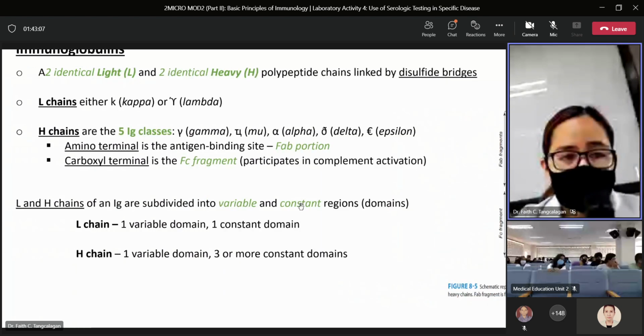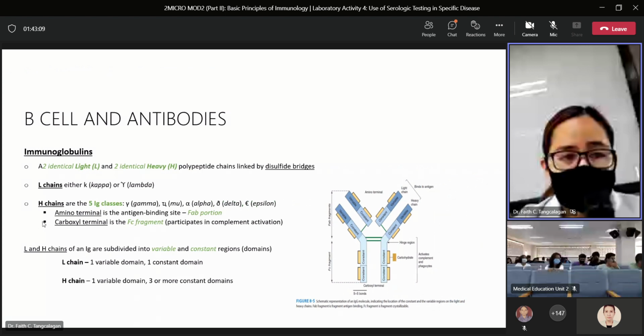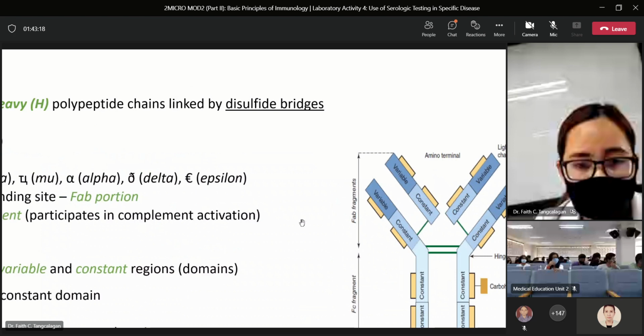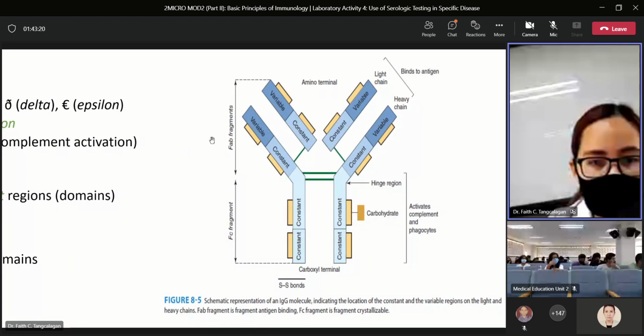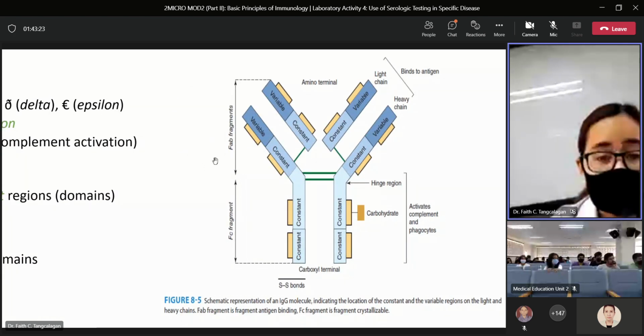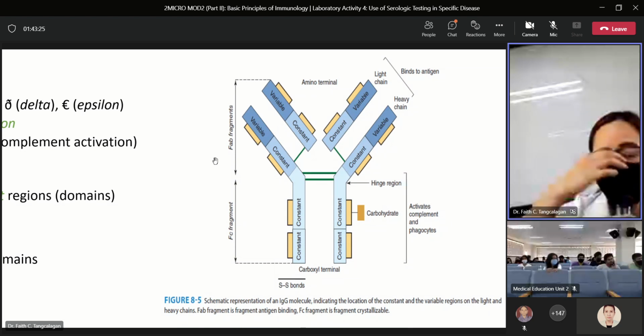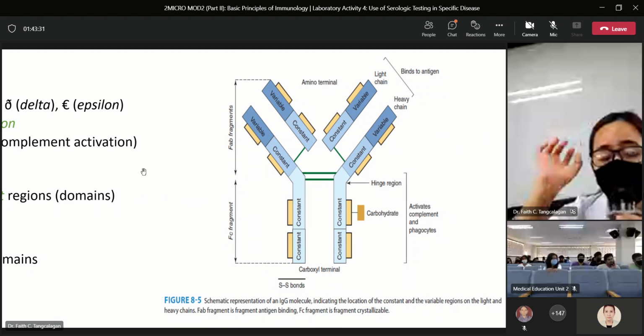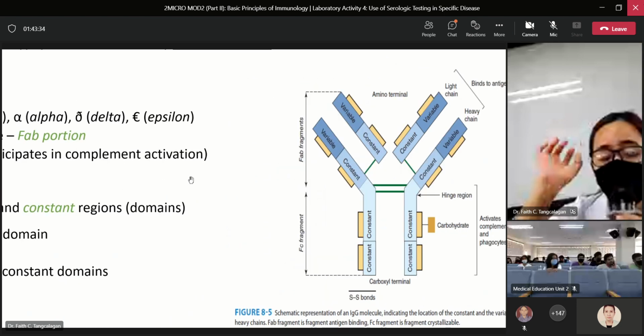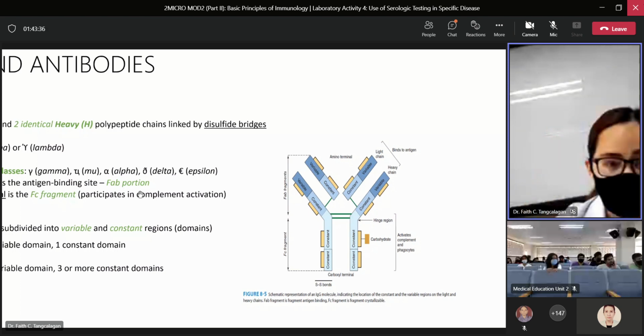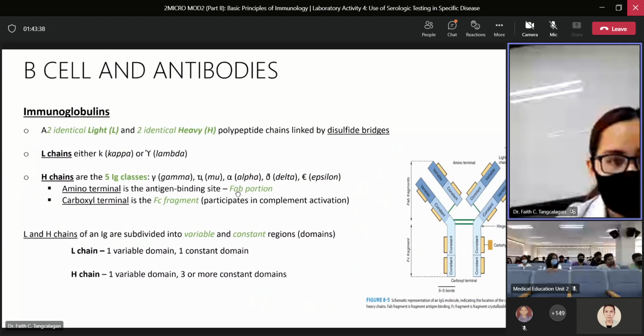Both your light and heavy chains of an immunoglobulin are subdivided into variable and constant. So this is here in the picture. Both of them have variable, constant, constant. But the difference is that your heavy chain has more of the constant regions than your light chain. Okay, so that's the structure of your immunoglobulin.